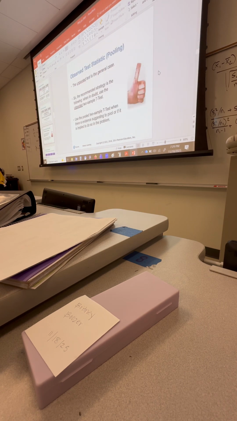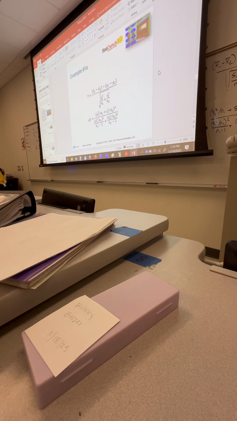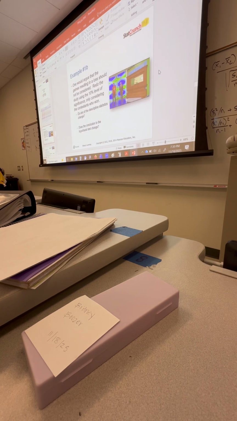Let's get to the one I want you to do. And so that's 1B. One would argue that the games resulting in a loss should not be considered. So should we redo the study, at the 10% level of significance, and consider only the contestants that won? Do any of the descriptive statistics change? Does the conclusion to the hypothesis change?